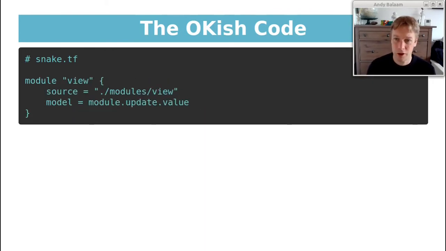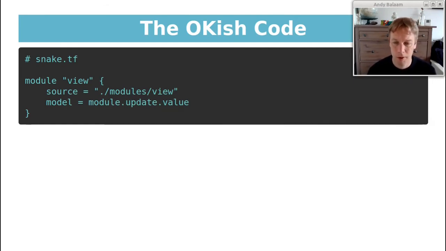So here's where we actually call that module. We say, okay, there's some code at .module/view that I want you to use. The input that I want you to provide is module.update.value, and the name of that input is model here. And then later we're going to use it by saying module.view.text. Now you can't see here that the output of that view module is called text, which can be maybe a bit confusing. We're just concerned with the kind of inputs that we're passing to it at this point.